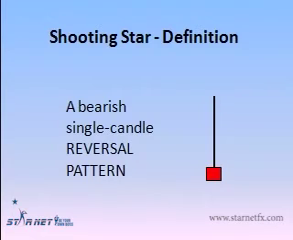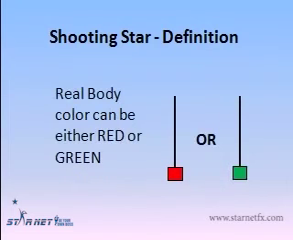The shooting star is a bearish reversal pattern. It consists of only one candle, as displayed in the video here. The real body can be either colour, red or green, or black or white, depending on your chart settings. The red, of course, is slightly more bearish than the green, and I'll demonstrate that shortly when we discuss the psychology or sentiment of the pattern.